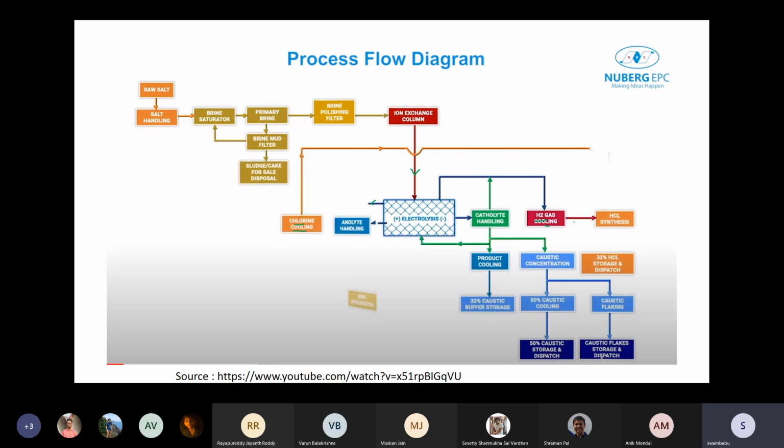Often they will use this hydrogen gas for the HCl synthesis, and whatever NaOH is coming here goes to the product cooling. The caustic soda or NaOH which is produced here is 32% concentrated. Sometimes they will store a certain amount of caustic directly as buffer storage, and some will be concentrated and then converted to flakes, to particles. So this is a simple process to produce NaOH and chlorine gas from salt water.